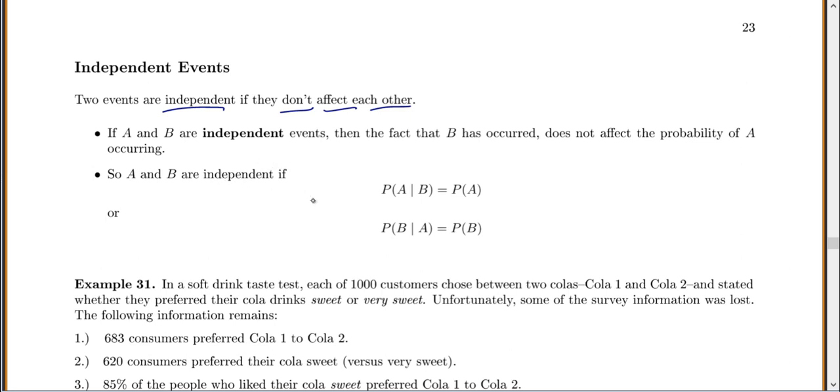So A and B would be independent if, so these are our technical definitions, they're going to be independent if the probability of A given B is just equal to the probability of A. So this means that knowing B happened does not change the probability of A.